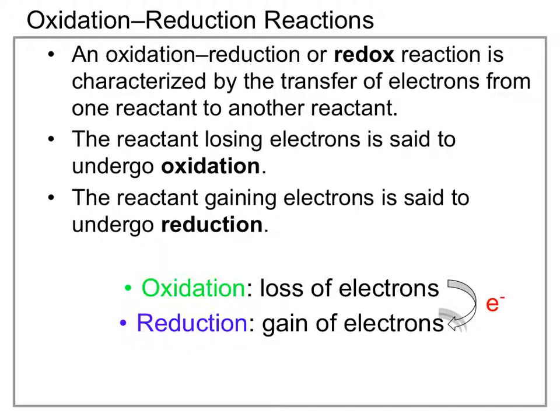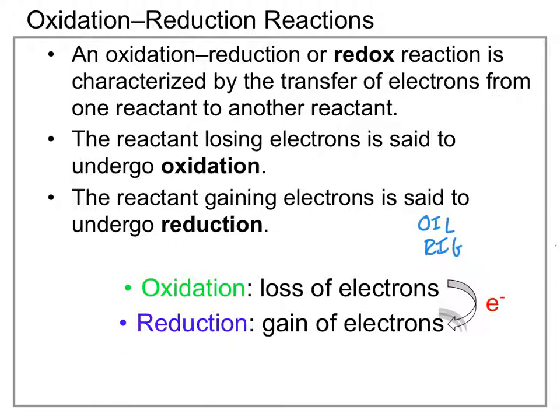The reactant which loses electrons is said to undergo oxidation, or is oxidized. The reactant that gains electrons is said to be reduced, or to undergo reduction. There are a couple of nice acronyms to help you remember this. One is oil rig, in which oxidation is loss and reduction is gain.